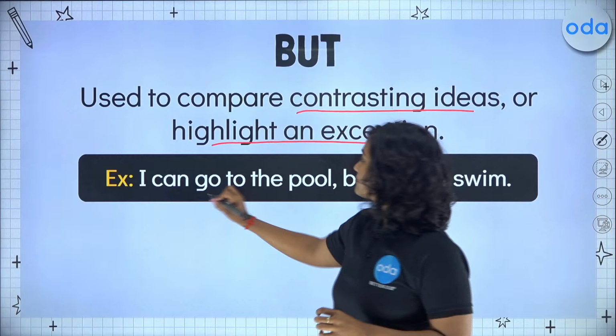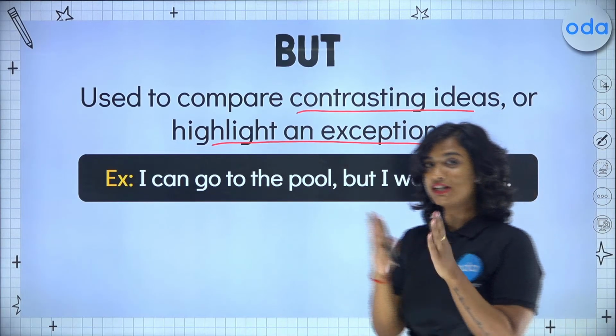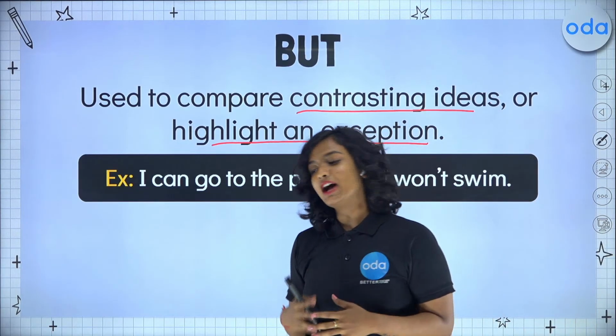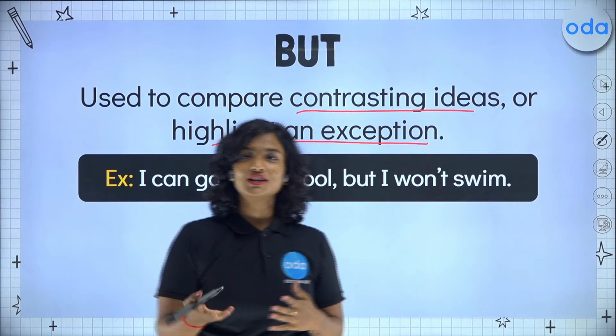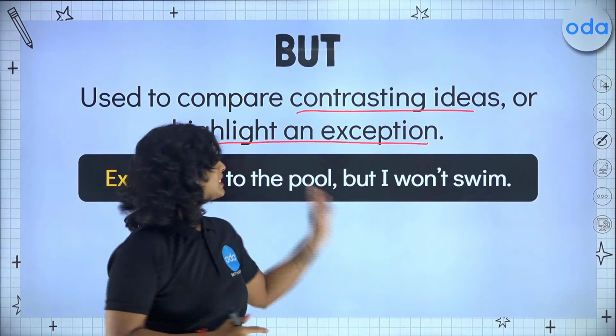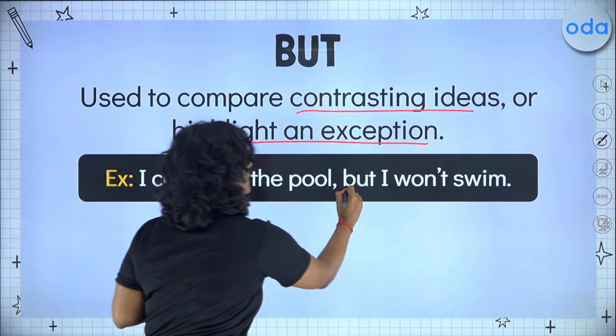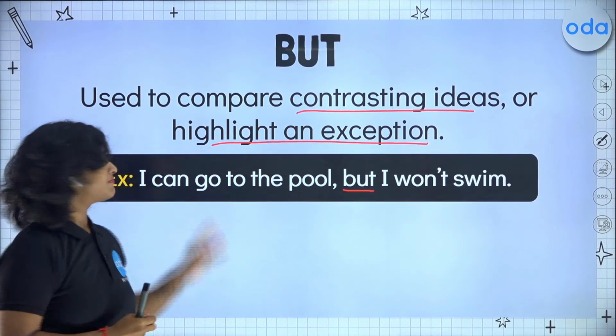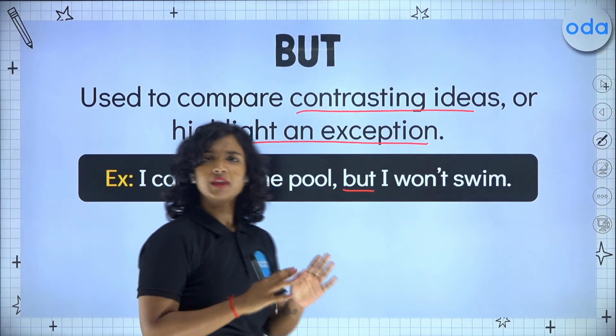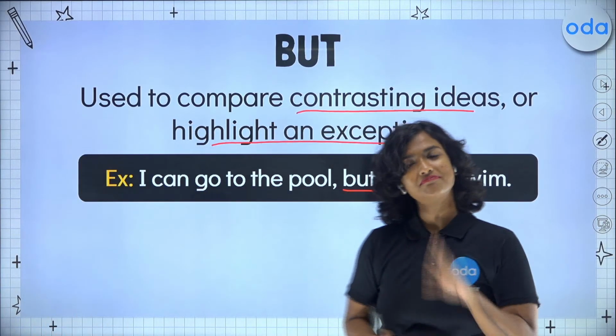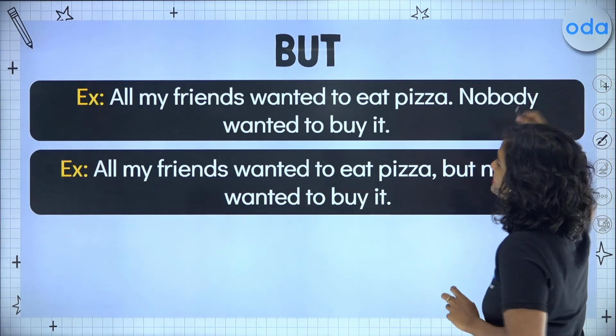For example, I can go to the pool. That is the first part of our sentence. Now, if someone says I can go to the pool, you would expect that they're going to swim. But I won't swim. So you see how there is an exception being highlighted in this part? I can go to the pool, but I won't swim. Let's take one more example for this.